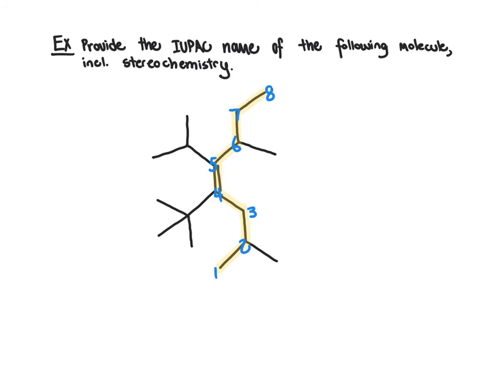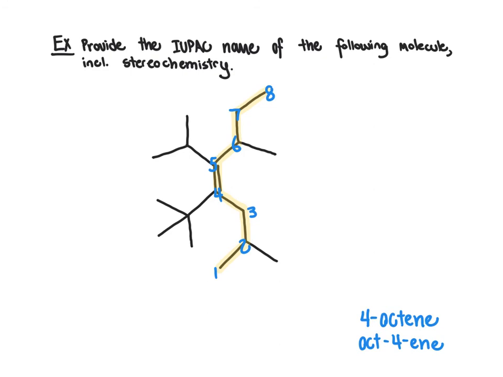So we came up with 8 carbons in our longest carbon chain, so the parent name of this is certainly going to be octene. And our carbon-carbon double bond starts at carbon 4, so we call this 4-octene, or alternatively oct-4-ene would be an acceptable name for this, for the parent chain.